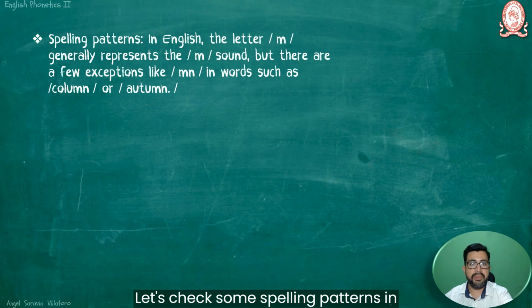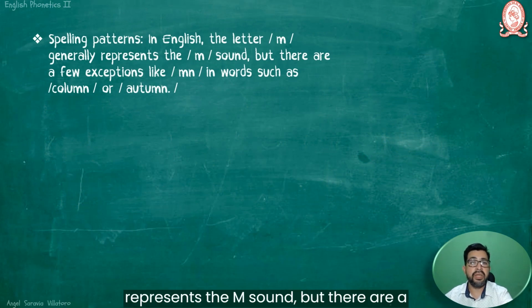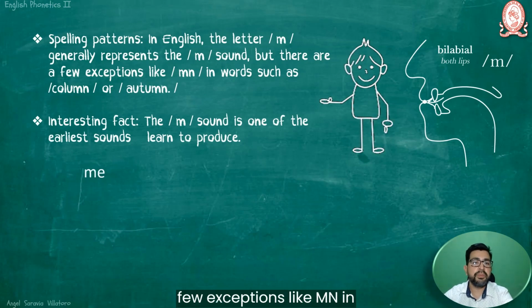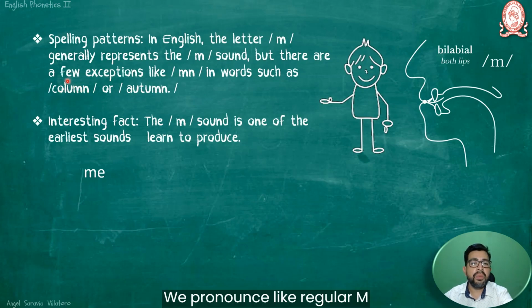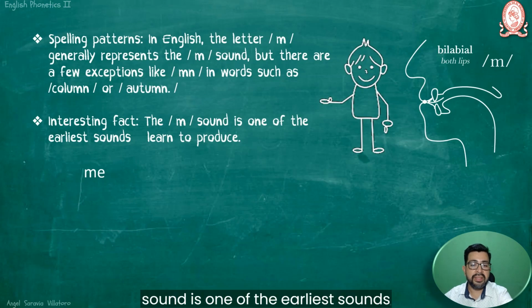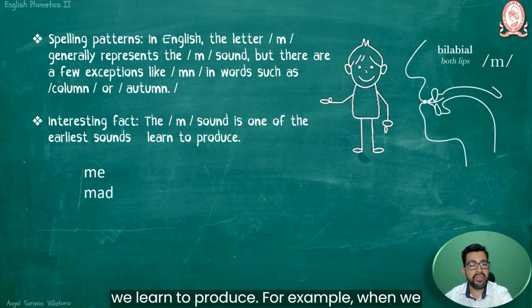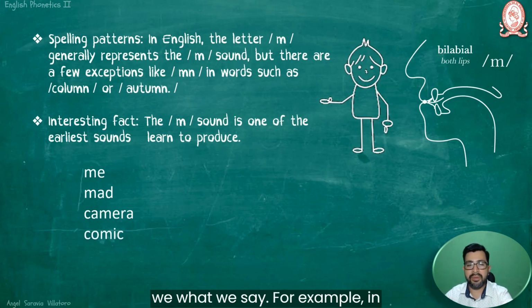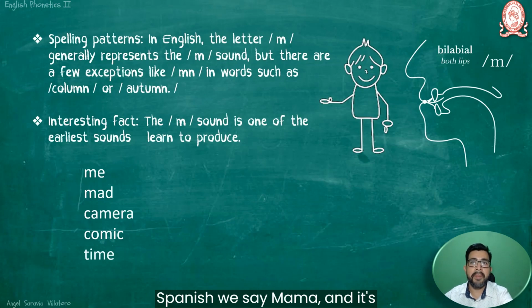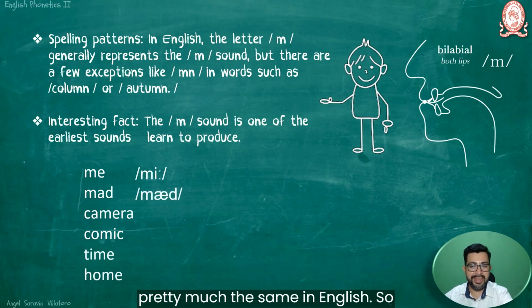Let's check some spelling patterns. In English, the letter M generally represents the M sound, but there are a few exceptions, like MN in words such as column or autumn. Sometimes when we have the MN, we pronounce it like a regular M: column, autumn. Some interesting facts: this sound is one of the earliest sounds we learn to produce. For example, when we are babies, that's the first sound that we say. In Spanish we say mama, and it's pretty much the same in English.